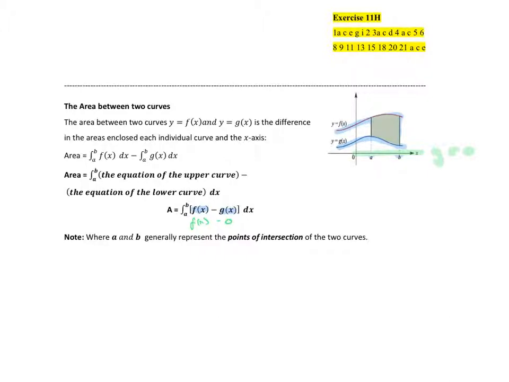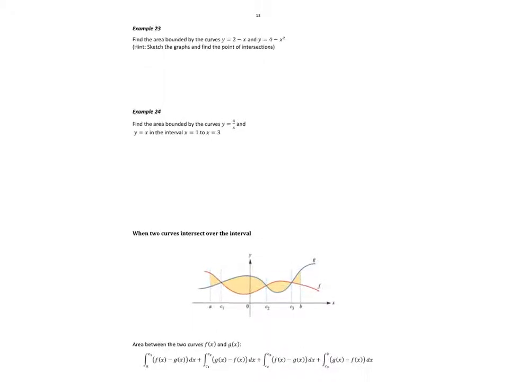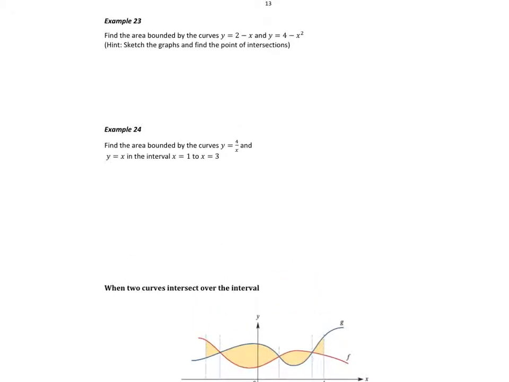So again, process: you have to have a graph, which means you might need to find the points of intersection between the graphs and then try to determine which function is on top, which one's on the bottom, and subtract them in the right order. Let's have a look. So sketch the graphs first. Hint.